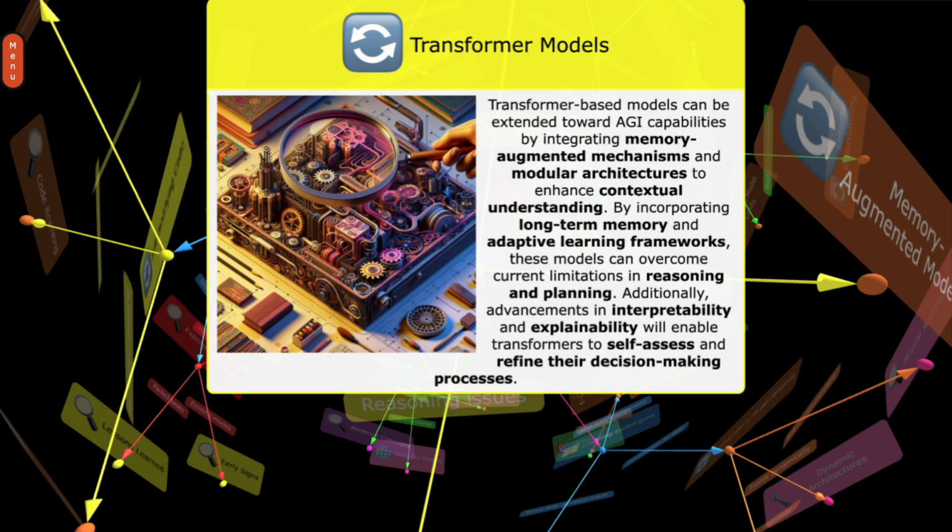Transformer-based models can be extended toward AGI capabilities by integrating memory-augmented mechanisms and modular architectures to enhance contextual understanding. By incorporating long-term memory and adaptive learning frameworks, these models can overcome current limitations in reasoning and planning. Additionally, advancements in interpretability and explainability will enable transformers to self-assess and refine their decision-making processes.